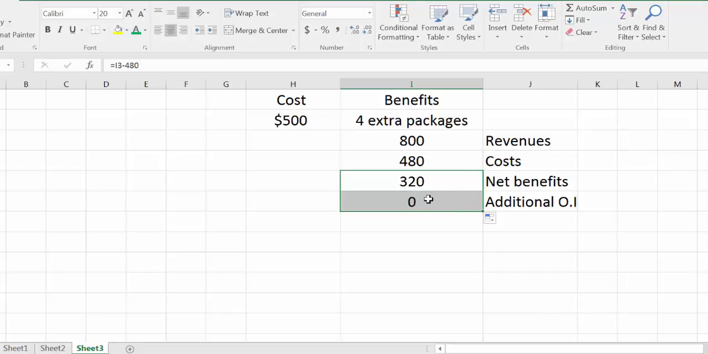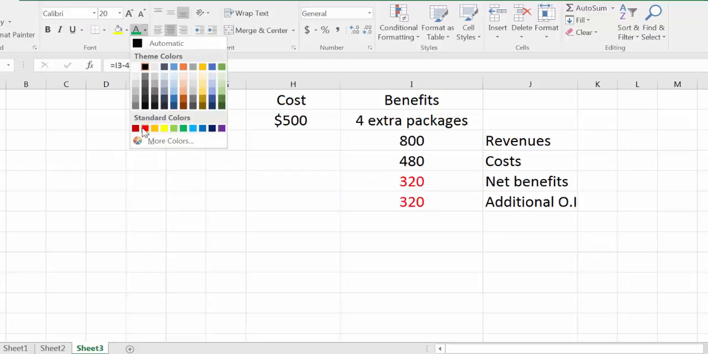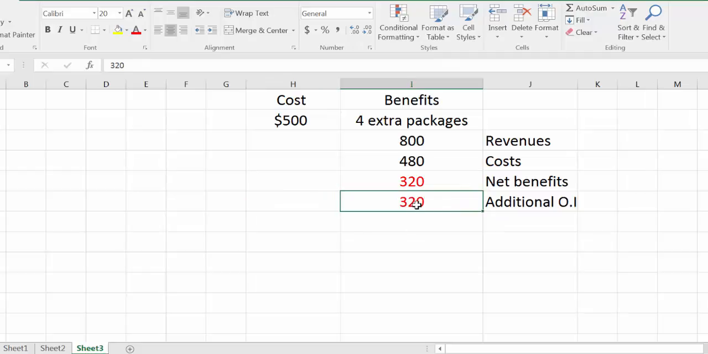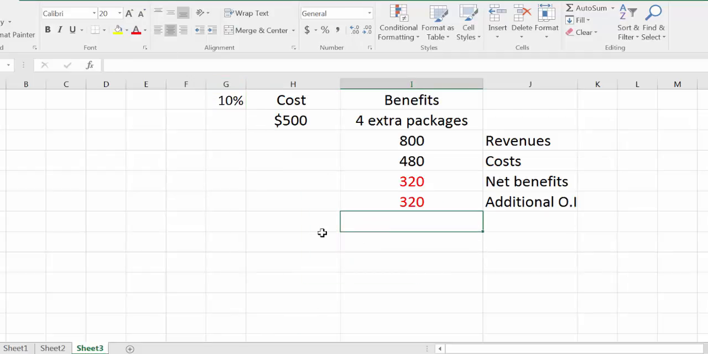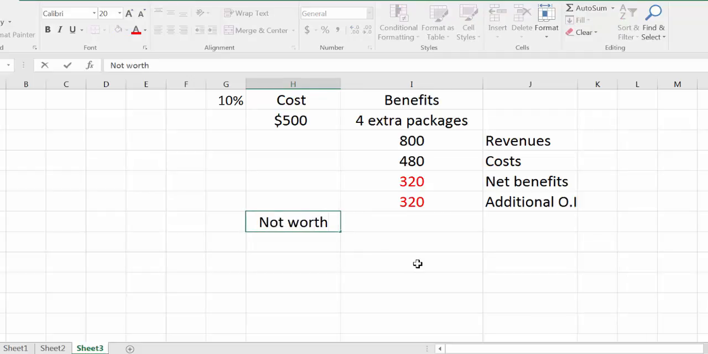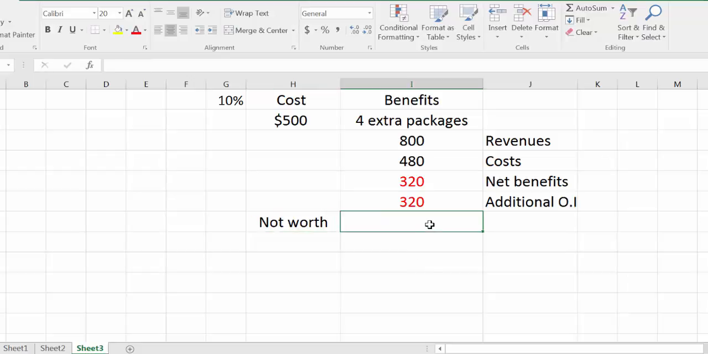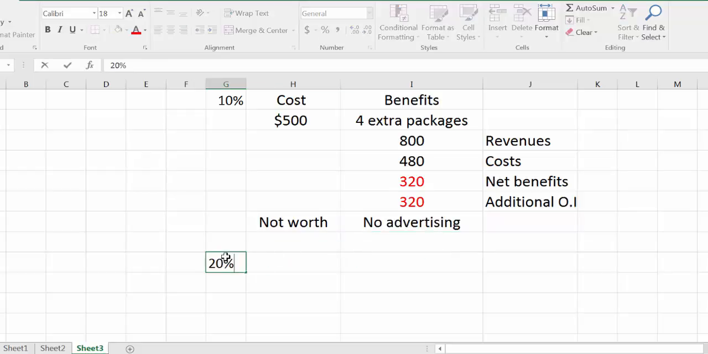So I'm going to put the 320 here, either way. Now if I compare 320 to 500, by the way, we're looking at a 10% increase in sales, I would say not worth it. So I would put a no advertising. Okay, no advertising.